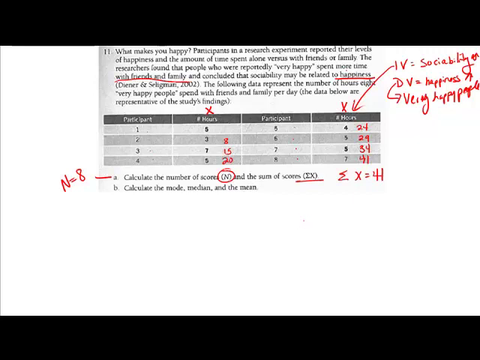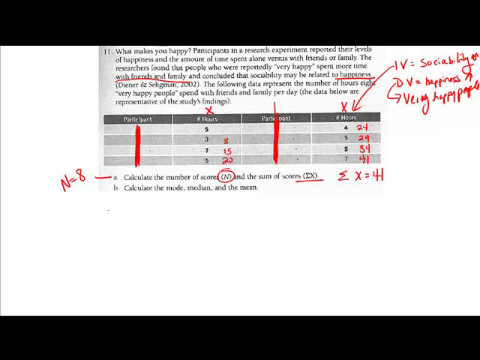B. Calculate the mode, median, and mean. Okay, mode. Mode is the one that is most frequent. So taking a look here, don't be blinded by the fact that we're going to ignore this column altogether, because I don't want to trick myself. Taking a look at it, I have 8 numbers.